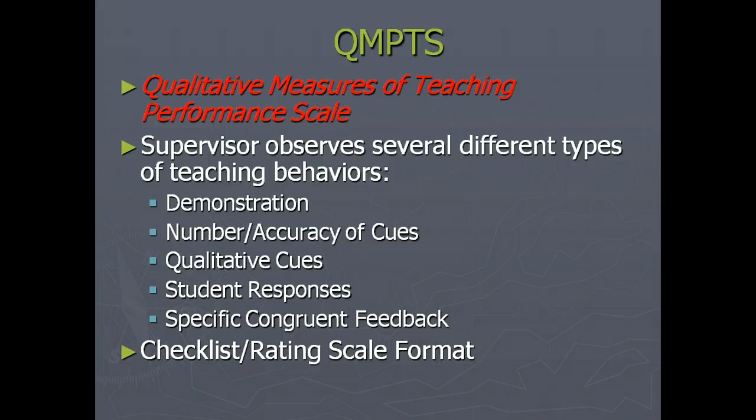The first one on this podcast is the Qualitative Measures of Teaching Performance Scale that we use in physical education. It's also known as QMPTS. The supervisor observes several different types of teaching behaviors: demonstration, number and accuracy of teaching cues, qualitative cues, student responses, and specific congruent feedback. It is a checklist or rating scale format. Again, the observation tool listed above is in the folder in Blackboard for systematic observation tools.